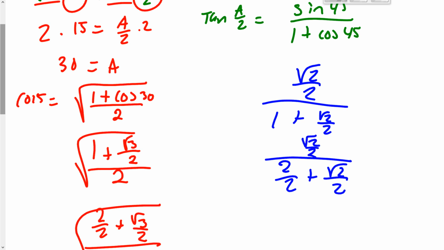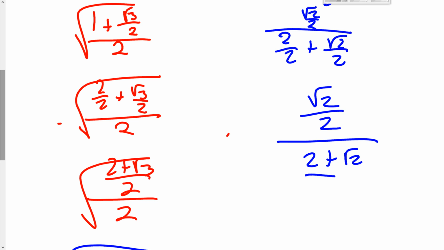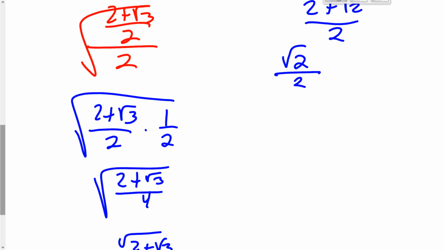Okay, so we get root 2 over 2 in the numerator, and then in the denominator we get 2 plus root 2 over 2. Then we go ahead and flip that denominator and multiply instead of dividing. So we multiply by 2 over 2 plus root 2. Now these root 2's cannot cancel because this is a binomial, right? There's two terms here, so it can't cancel that binomial there. Okay, so we can't do that.